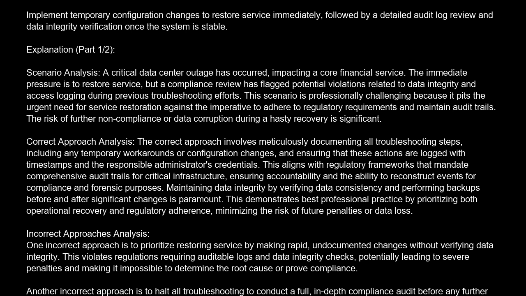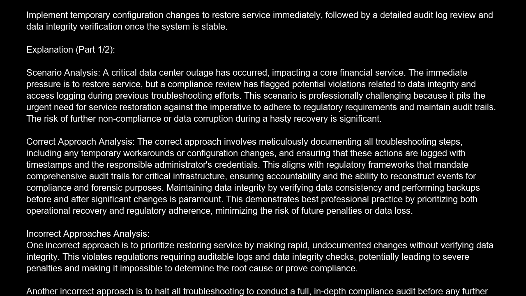Scenario analysis. A critical data center outage has occurred, impacting a core financial service. The immediate pressure is to restore service, but a compliance review has flagged potential violations related to data integrity and access logging during previous troubleshooting efforts. This scenario is professionally challenging because it pits the urgent need for service restoration against the imperative to adhere to regulatory requirements and maintain audit trails. The risk of further noncompliance or data corruption during a hasty recovery is significant.